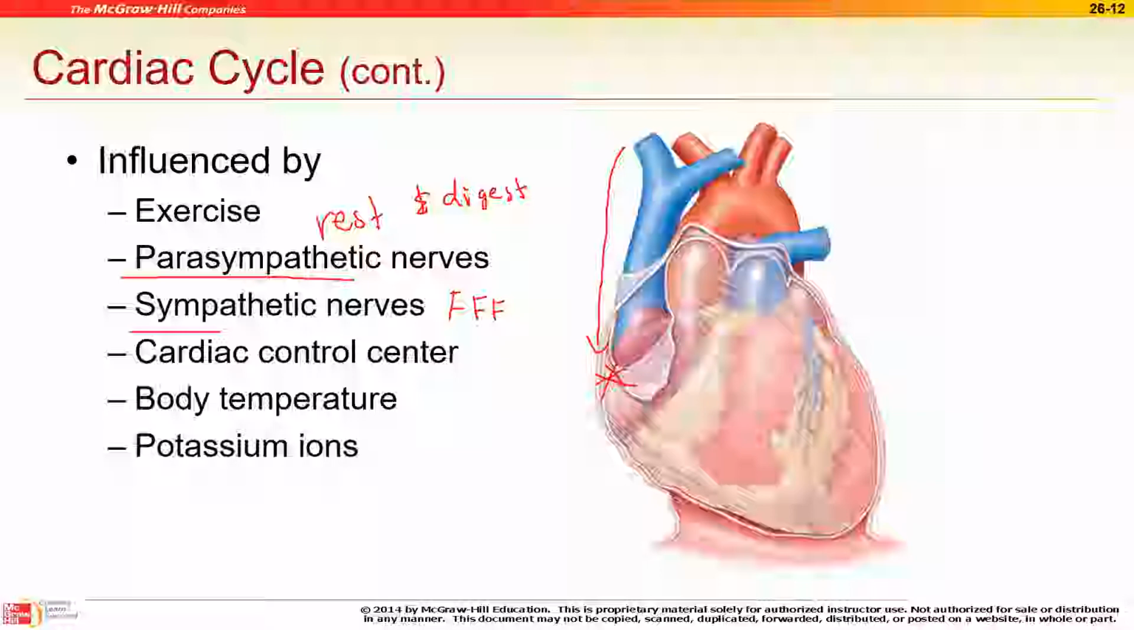Potassium. You guys heard of lethal injection? What's the last thing they pump into your veins? Potassium to stop your heart. So that blocks the electricity in the heart, stops the heart, and that's how they execute prisoners.